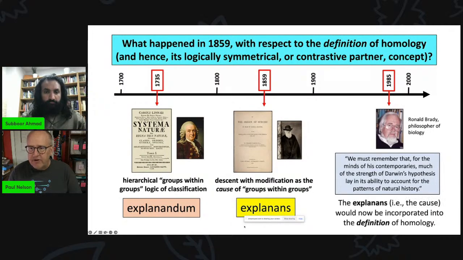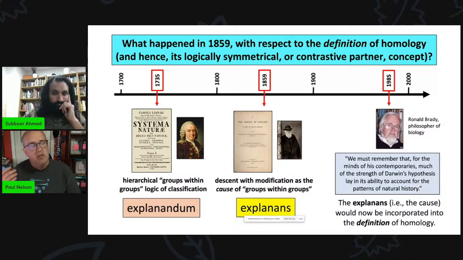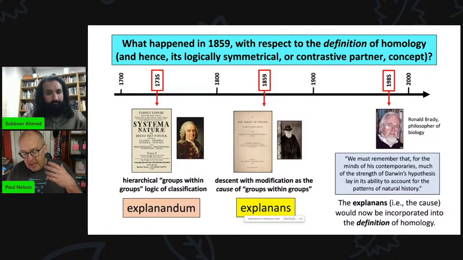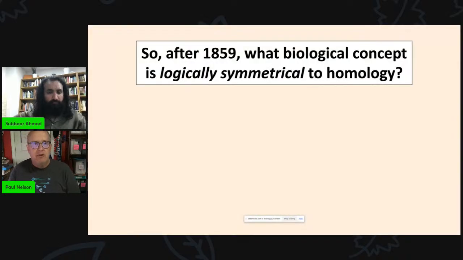And Ronald Brady, who I got to know a little bit when I was a graduate student, we corresponded back and forth. And he, unfortunately, I wish he were with us today. He died really before he could fulfill his career as a philosopher of science. But he wrote a number of papers that I found very, very helpful. And in fact, when I send the references for this talk to Subor to attach to the YouTube file, I'll put in some of Brady's best papers. Really a very insightful philosopher. Brady points out, as he's looking at this timeline, this was considered a major achievement by Darwin's contemporaries to have provided, apparently, a cause for the groups within groups pattern.